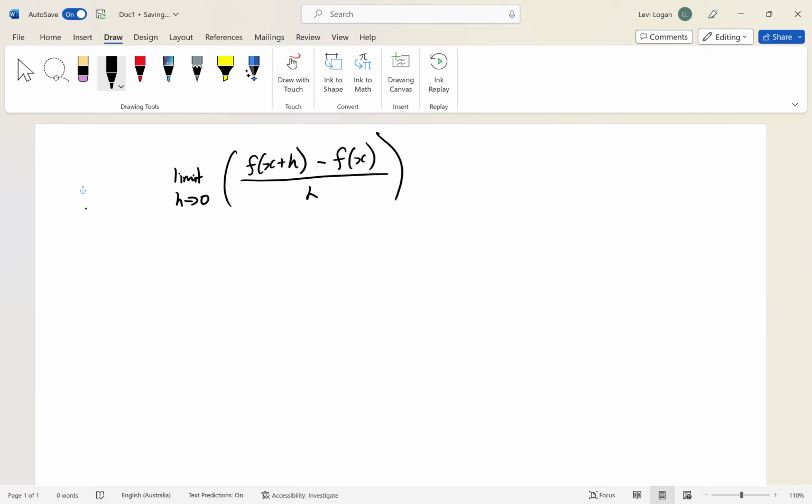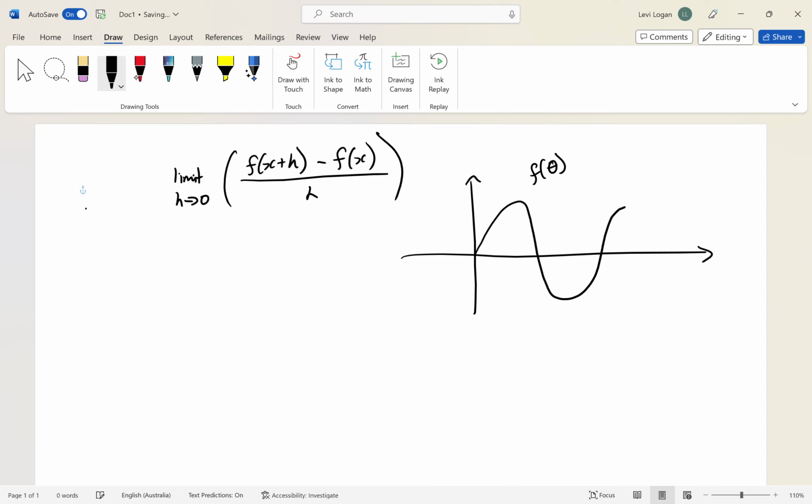So I'm just going to draw a sine curve. A sine curve goes like this pretty much. So f of theta equals sine theta. This is our theta and this is f of theta. Let's choose two points. Let's have this point here, which is theta, and this is f of theta. And let's have another point here, and let's have this gap as h, and we'll have theta plus h, and this is f of theta plus h.